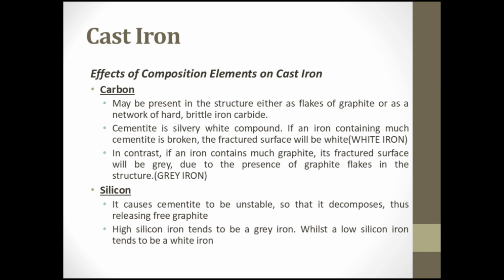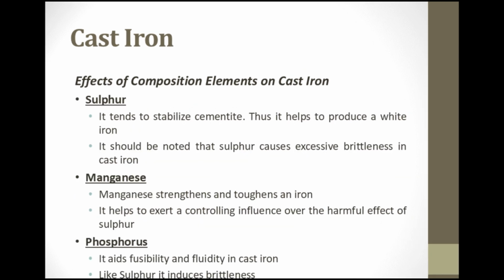In contrast, if an iron contains much graphite, its fractured surface will be gray due to the presence of graphite flakes in the structure. Gray iron. Silicon. It causes cementite to be unstable so that it decomposes, thus releasing free graphite. High silicon iron tends to be a gray iron, whilst a low silicon iron tends to be a white iron.